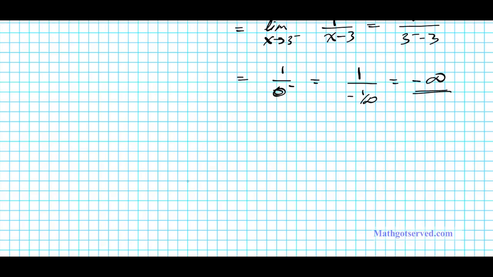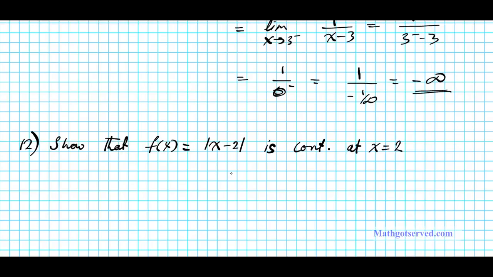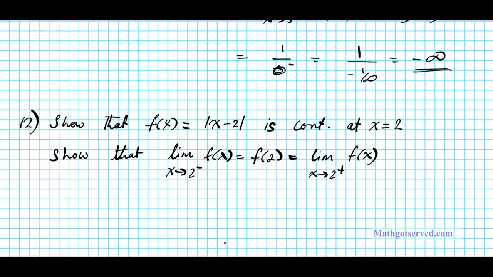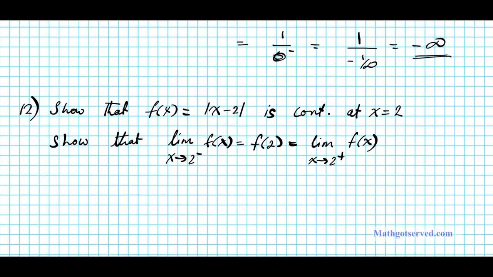All right, so for number 12, we are supposed to show, let's go ahead and write that down. So number 12, show that this function, f of x equals the absolute value of x minus 2, is continuous at x equals 2. So all we have to do is show that the left and the right hand limit is equal to the value of the function. So we have to show that the limit as x approaches 2 from the left of the function is equal to the value of the function at 2, and that is equal to the limit as x approaches 2 from the right of the function. Okay? So these are the 3 conditions that must be met in order to show that the function is continuous.